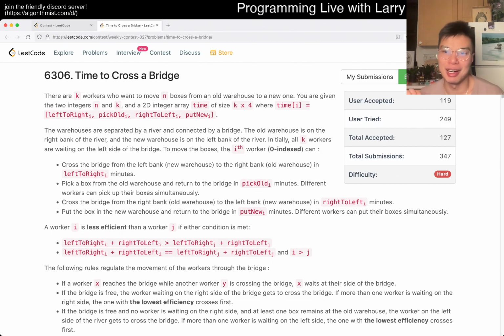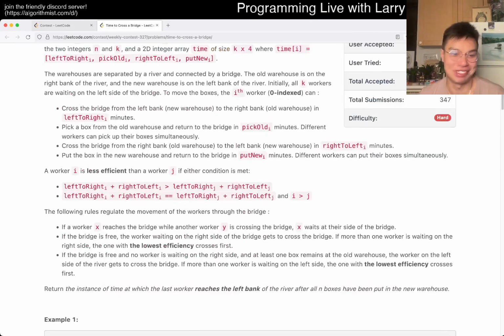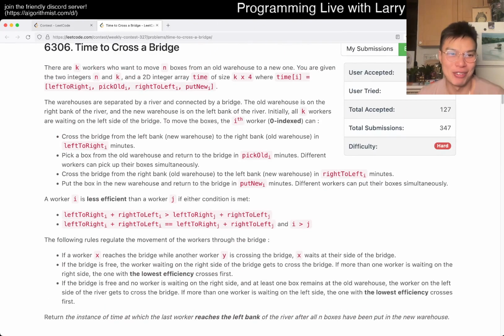But that said, the number one thing is obviously there's just a lot of reading. This took me a while to read through what they want, and to be honest, when I did finally read through it, I was trying to look for what kind of weirdness I'm looking for, because I think this is just a simulation problem.